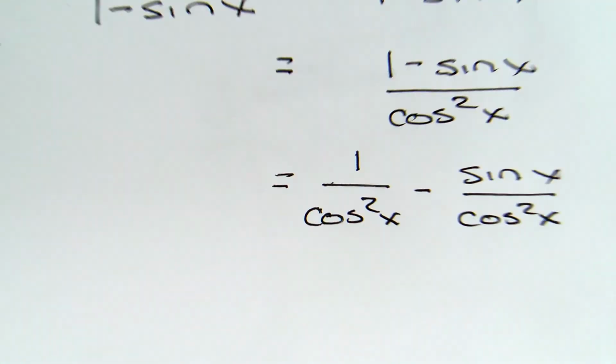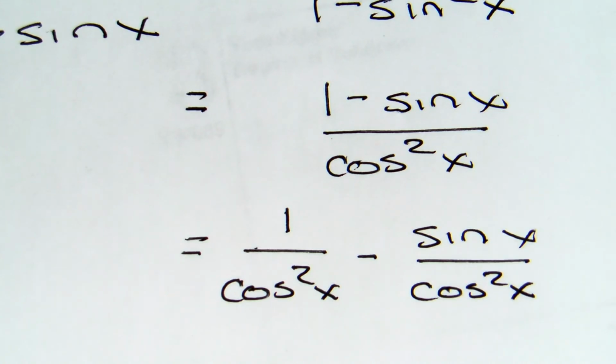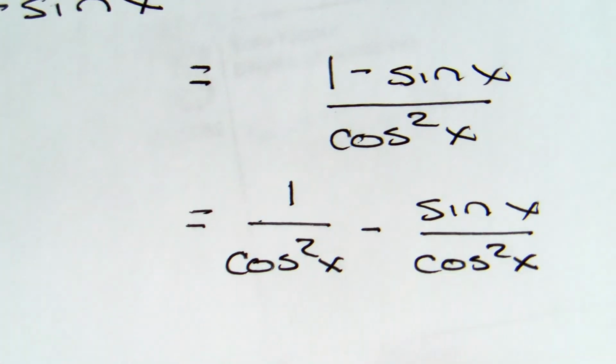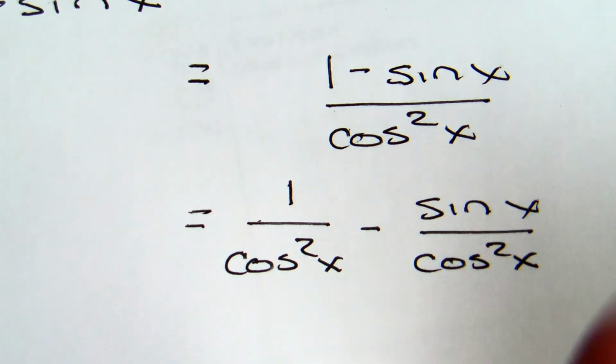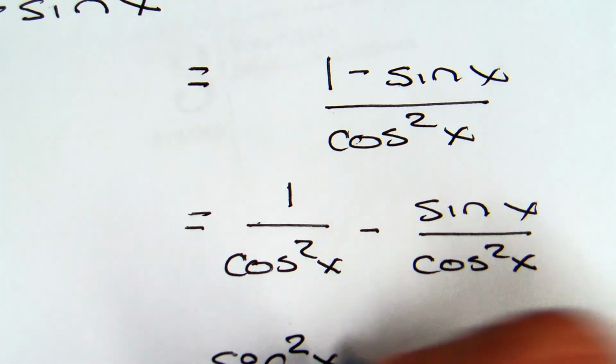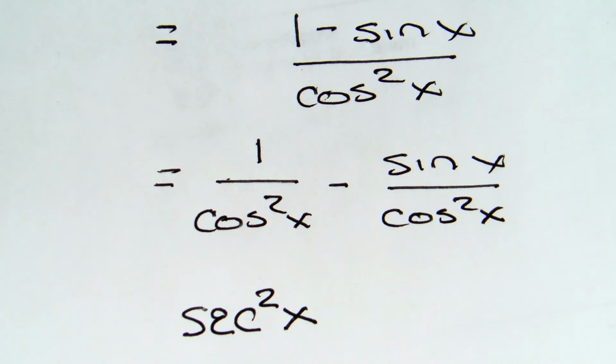All right. Now, once you have it, think of everything in terms of sine, cosine, secant, cosecant. In other words, what is the reciprocal of cosine? And we're going to talk about this in a second. Secant squared x. Everybody okay with that? So that's secant squared x.